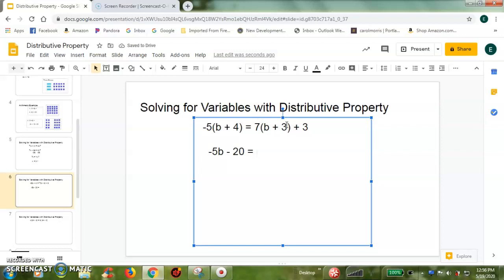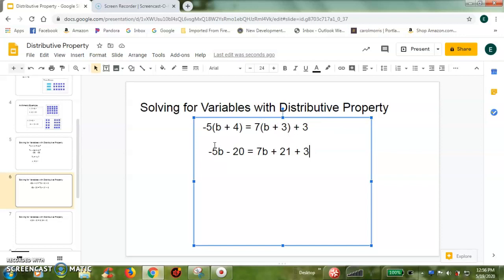all right, now in this case, I'm only going to distribute the 7 to what's in the parentheses, right? So this 3 I'm going to leave alone, right? So it's just going to end up being 7b plus 21 plus 3. All right, so note, I only distributed to what's inside the parentheses. Another common mistake is just to distribute to everything over here, not only what's in the parentheses.